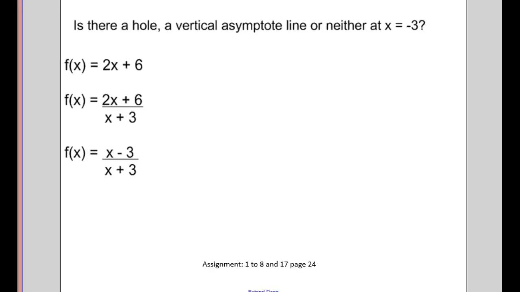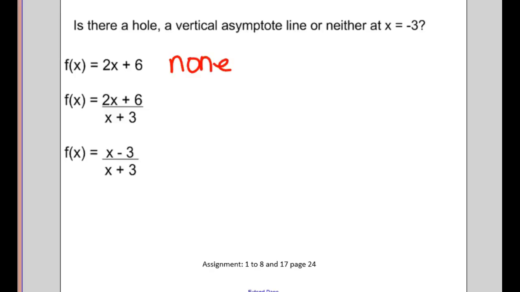This next question says, is there a hole, a vertical line, or neither at x equals minus 3 in these situations? So here we just have a normal equation, 2x plus 6. Does this create an asymptote or a hole or anything like that? No, nothing. So you would say none in this situation.